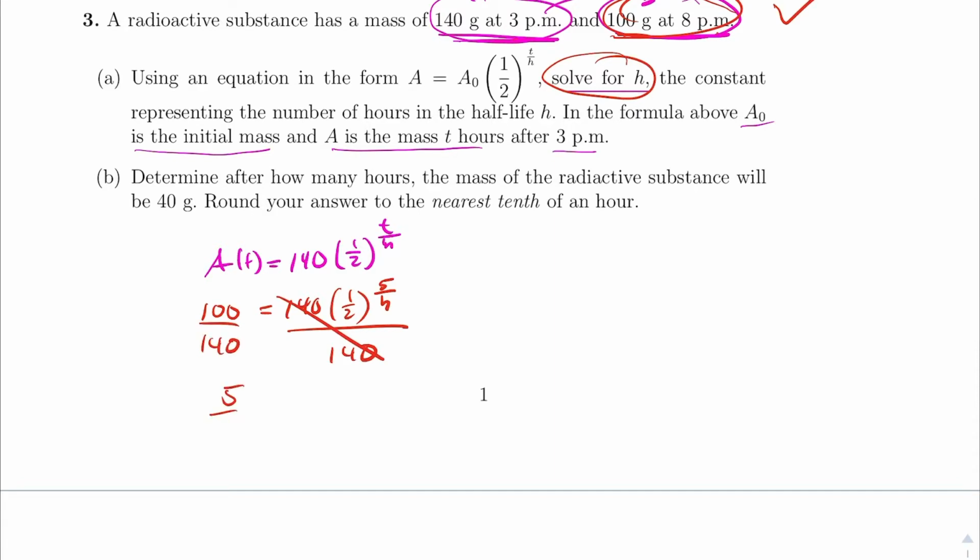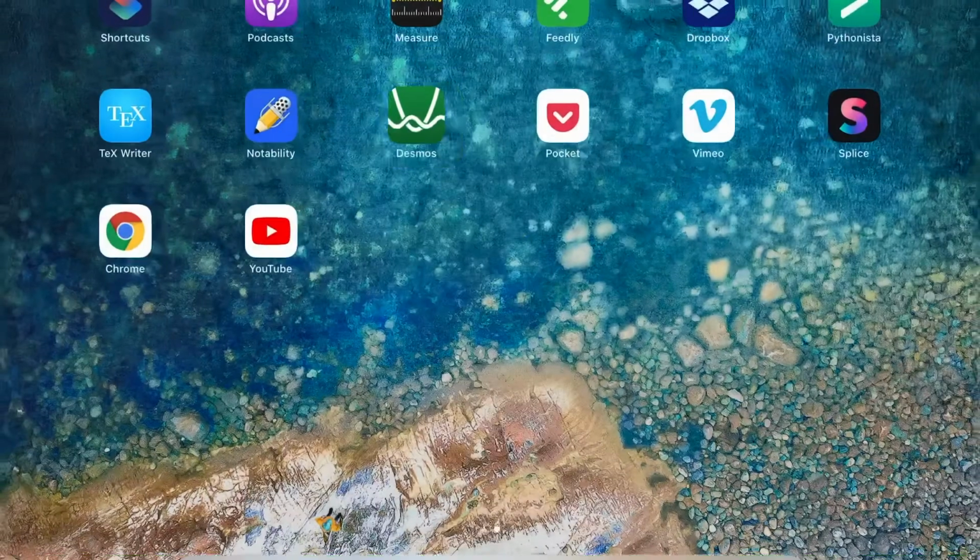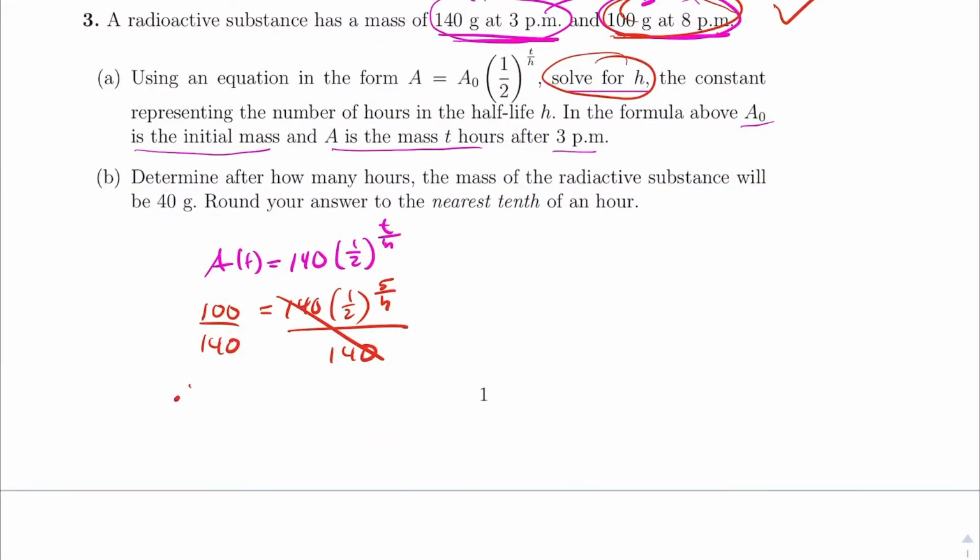Oh, sorry, I won't write that as a fraction. Let's write that as a decimal. 100 over 140. 0.714285, repeating, equals, and I won't put the repeating because that's potentially confusing, equals 1/2 to the 5 over h.